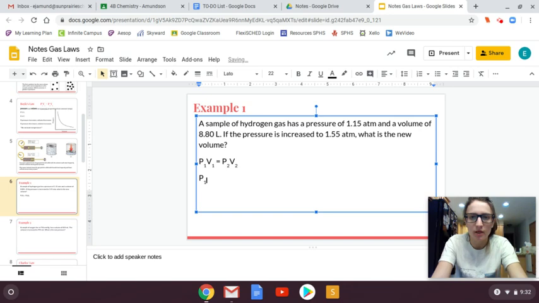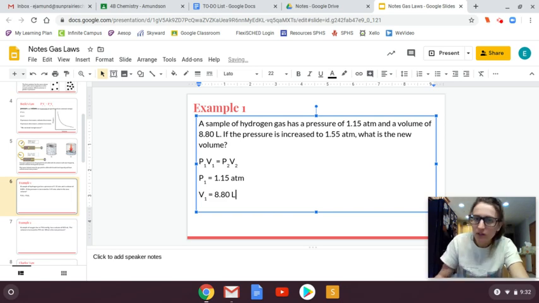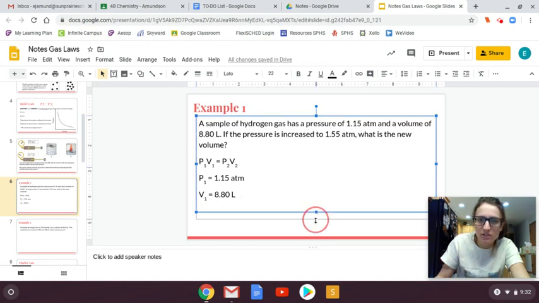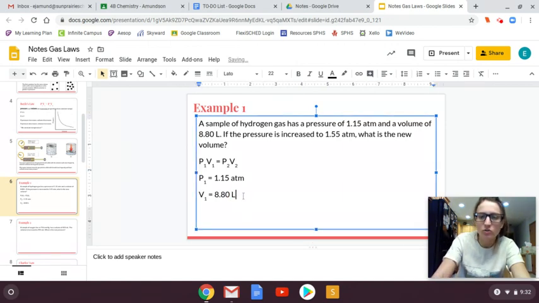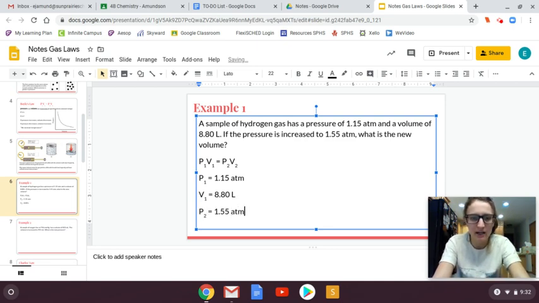So we're given P1. That is 1.15 atm. And we're given V1. That is 8.80 liters. Now we're changing something. The pressure is increased to 1.55 atm. We want to know what is the new volume then. So we also know P2. The new pressure is 1.55 atm. Our question then is, what is V2? That's like our X, okay?